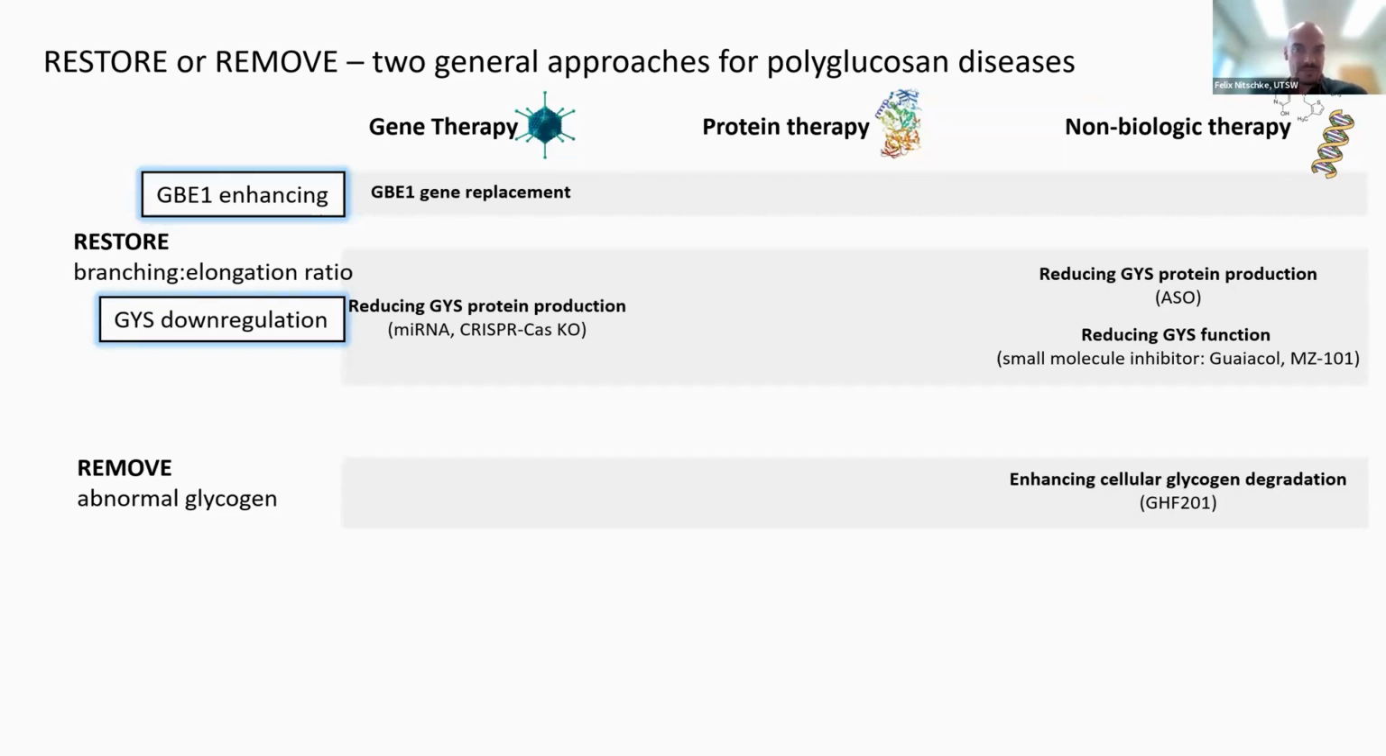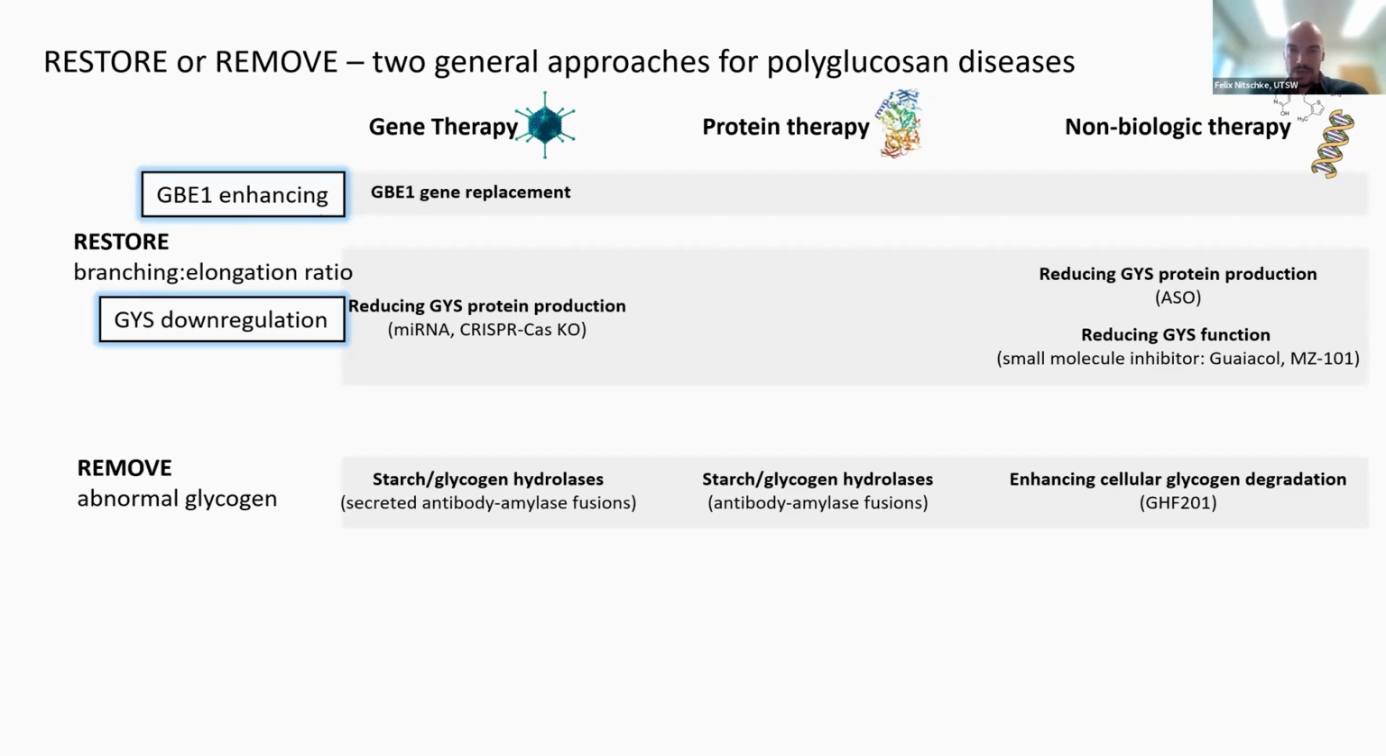Now, there are also small molecules that enhance the cell's ability to degrade abnormal glycogen. That would also be helpful in the class of removing abnormal glycogen. And Dr. Gentry at University of Florida was able to show that abnormal glycogen in mice can be degraded if the mice are injected with an antibody amylase fusion protein. And the amylase basically is the degrading enzyme that takes care of the insoluble glycogen.